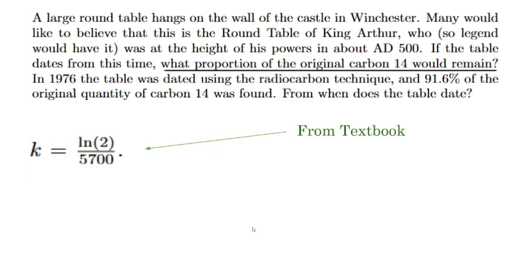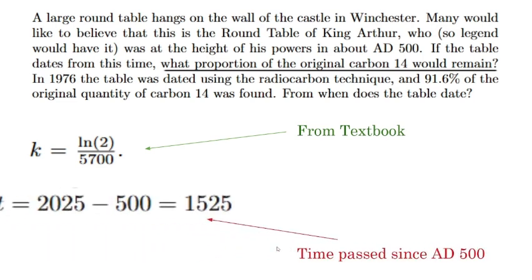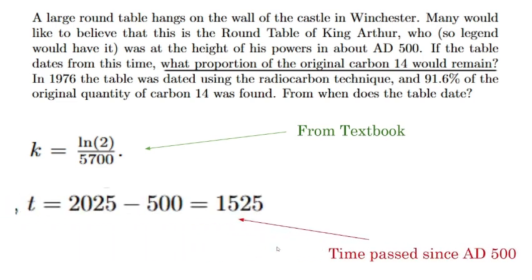So K is the half-life constant of carbon-14, which is given in the textbook as ln of 2 divided by 5,700. And T is simply the amount of years that have passed since 500 AD, which is 1,525.